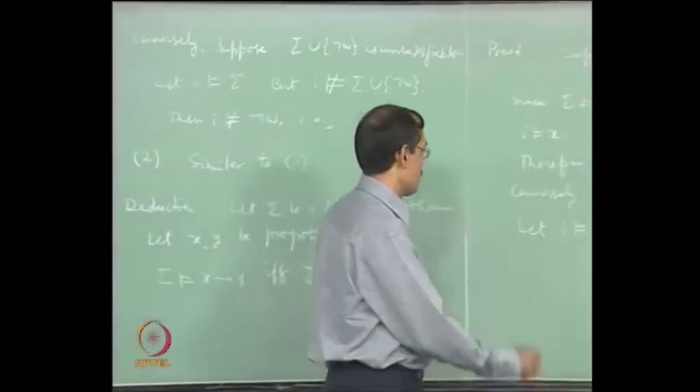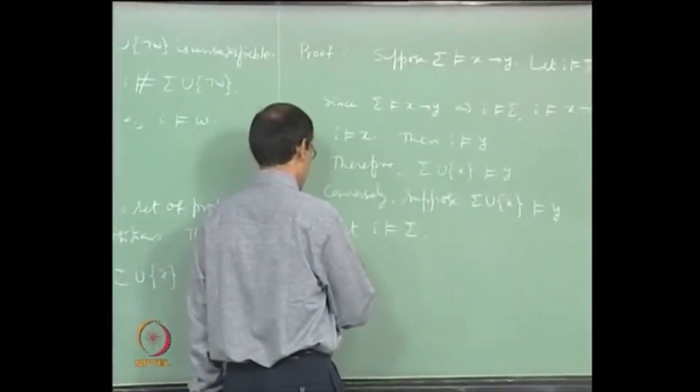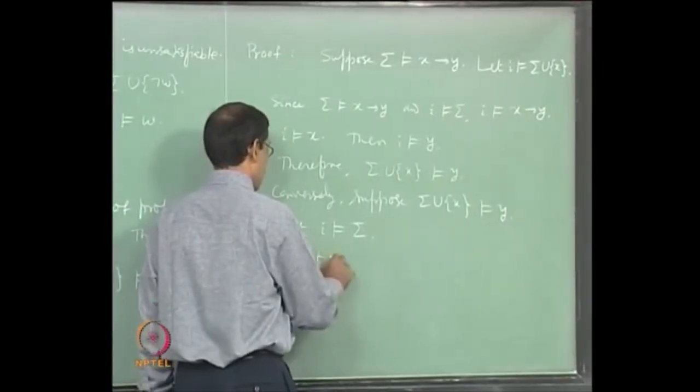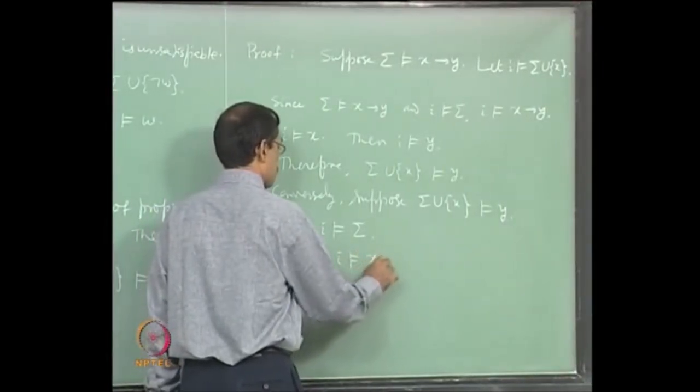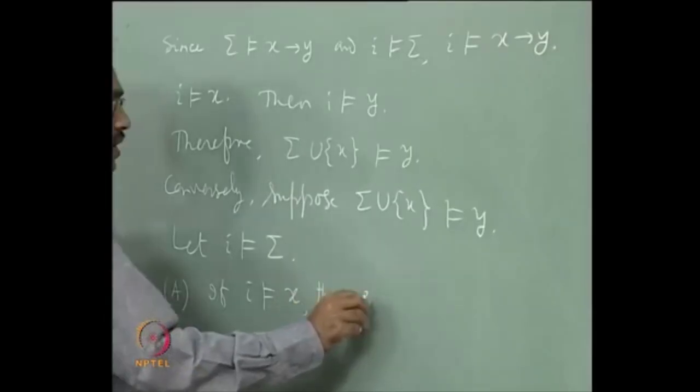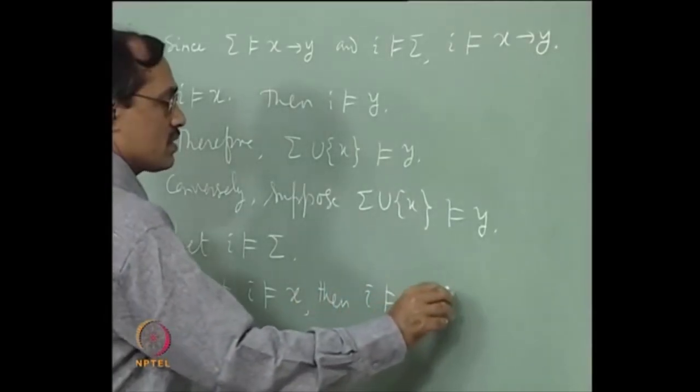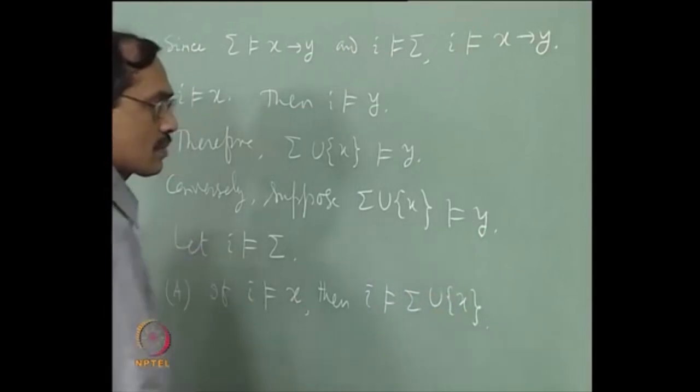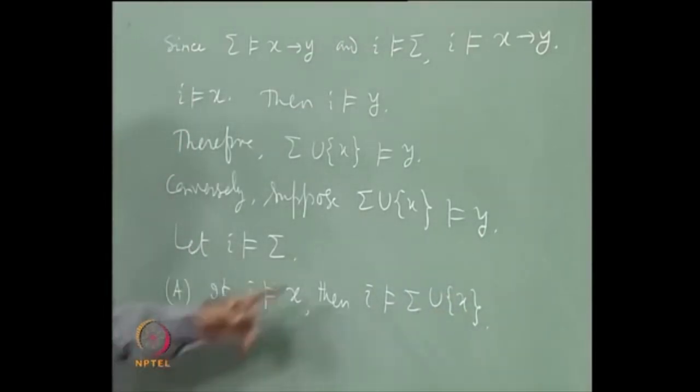Okay? So now, case A, it says that if I is a model of x, then we have I as a model of sigma union x, because of this assumption, sigma union x entails y.